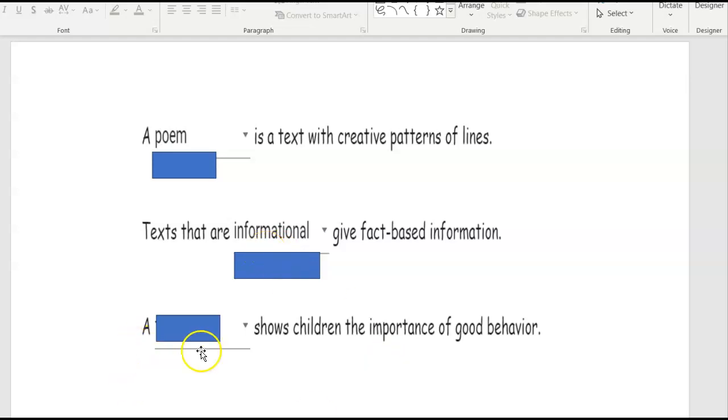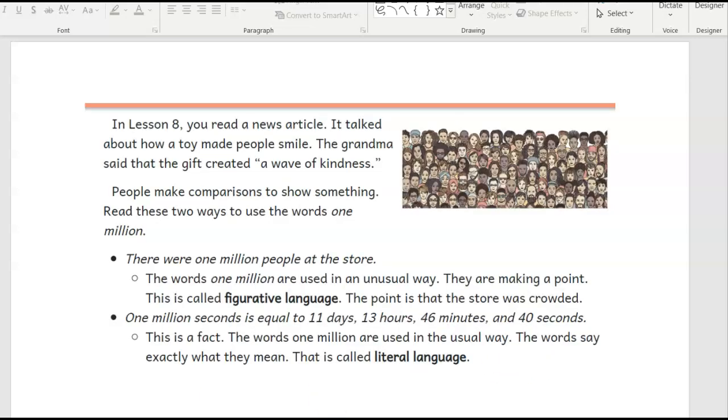The last one, a fable shows children the importance of good behavior. You're lucky I just gave you that answer. A fable is going to be a story where often kids will learn a lesson. Usually there's characters in the story that are animals. Sometimes things go wrong, and the character needs to figure out how to come up with a solution. It's going to teach a lesson. All right, nice job with that. Hopefully you'll remember that when you're taking your test.